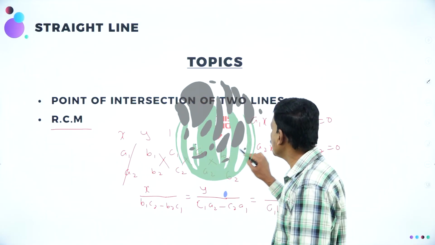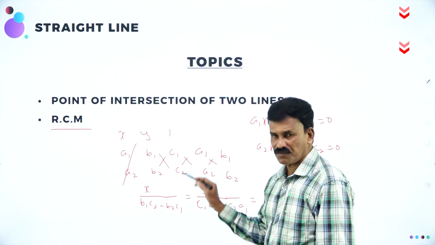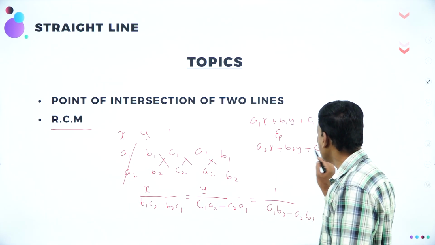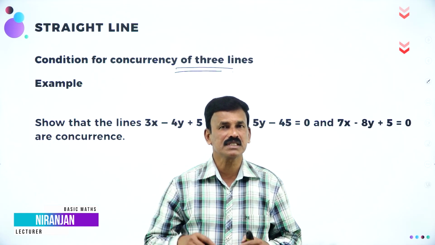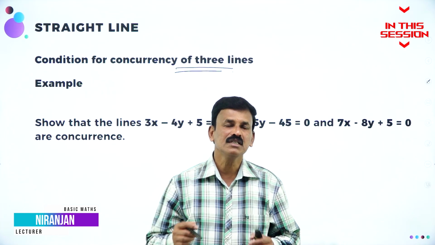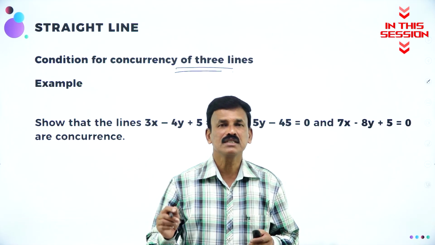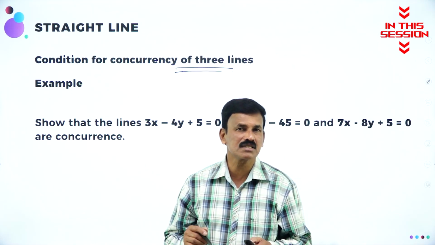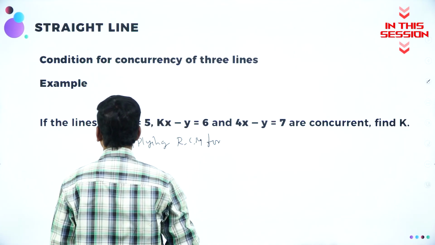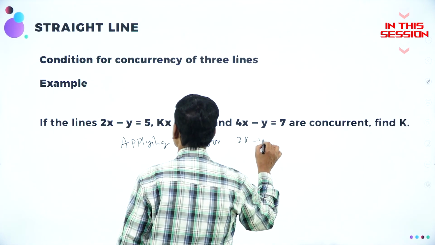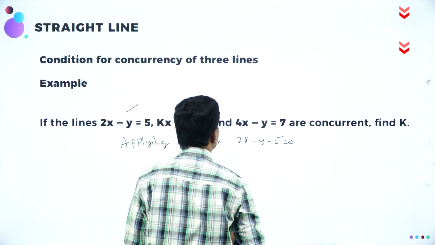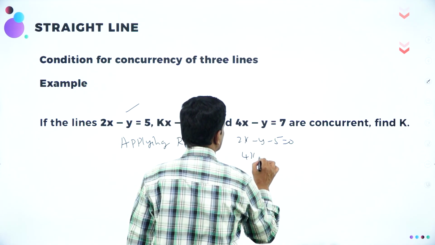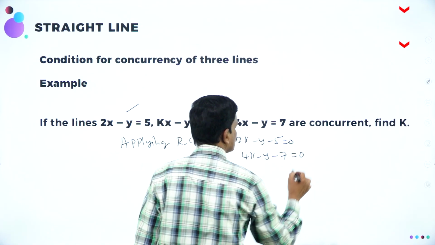Write down the coefficients of x, y and constant in the first line and the coefficient of the second equation in the second line. Find the point of intersection of any two lines and substitute that point in the remaining line. If it is equal to zero, then we say that the three lines are concurrent. Rule of cross multiplication for 2x minus y minus 5 is equal to 0, first equation, and third equation, 4x minus y minus 7 is equal to 0.